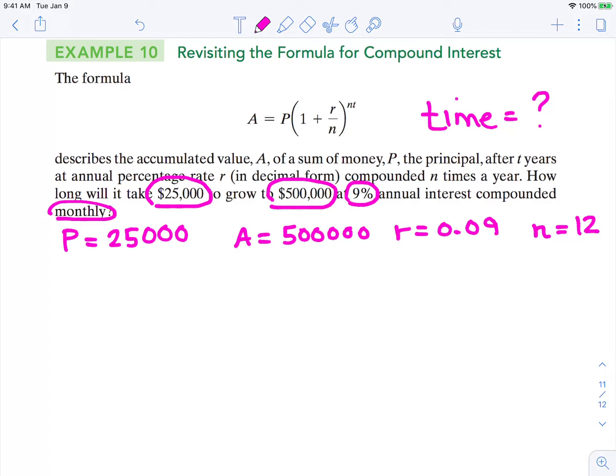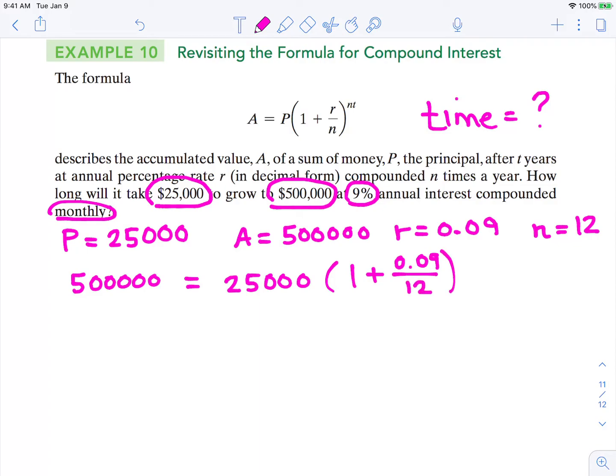So we're going to go ahead and substitute those numbers into our formula. So 500,000 will replace A. 25,000 will be substituted in for P. Interest rate, 0.09. Compounded monthly, so 12. And T is unknown. So we want to solve this equation for T.